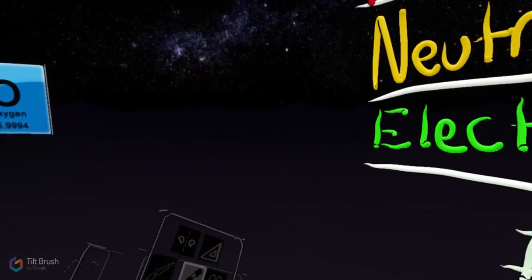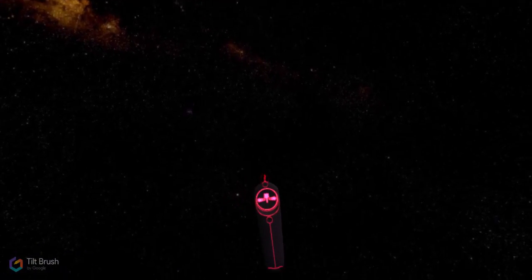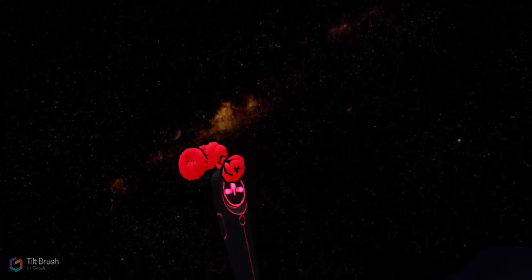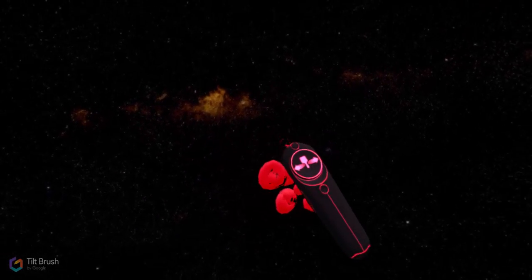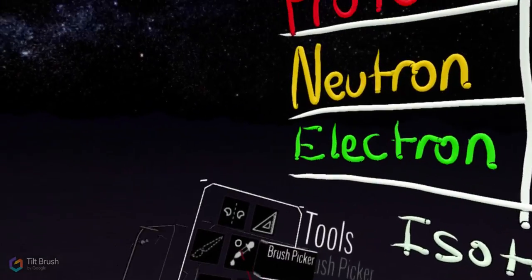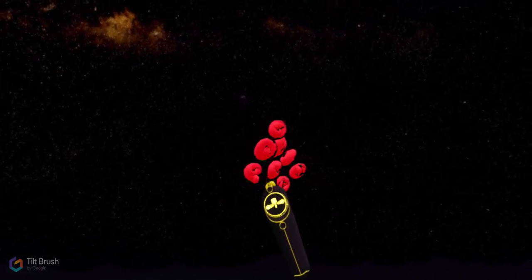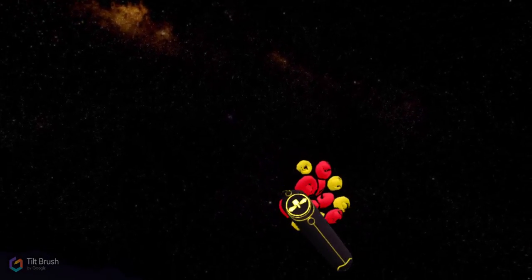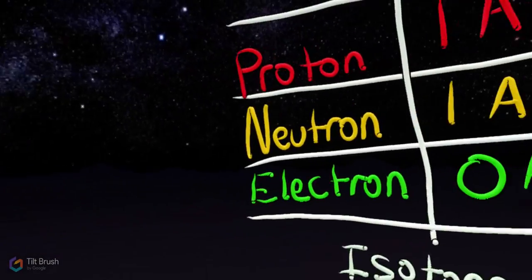So let's go ahead and get our brush picker, pick the proton color here, and let's make our 8 protons. 1, 2, 3, 4, 5, 6, 7, 8. All right, brush picker. We're going to get some neutrons here. 1, 2, 3, 4, 5, 6, 7, 8. We have our nucleus finished.